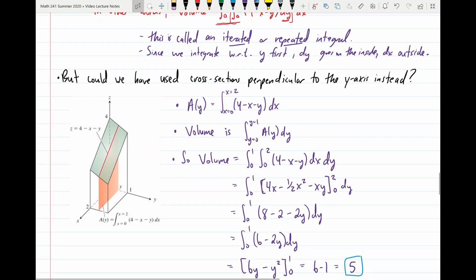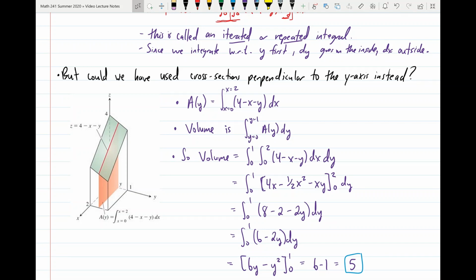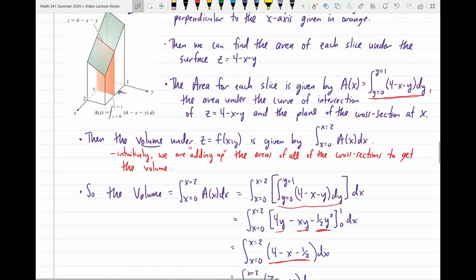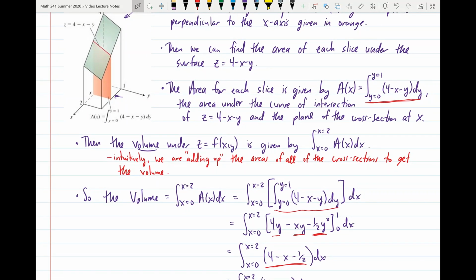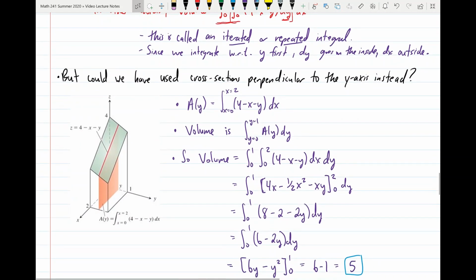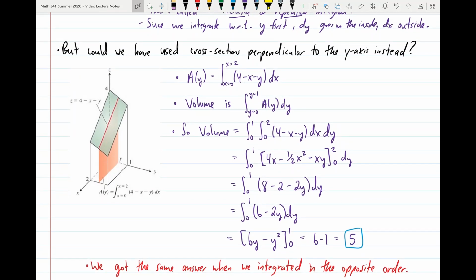But now, a natural thing to ask is, could we have used cross sections that were perpendicular to the y-axis instead? So the cross sections up here are perpendicular to the x-axis, and then we're taking the integral of all of these different areas of our cross sections. But can we do the same thing where we take the cross sections perpendicular to the y-axis? The answer ends up being absolutely yes. Yeah, we can do that.